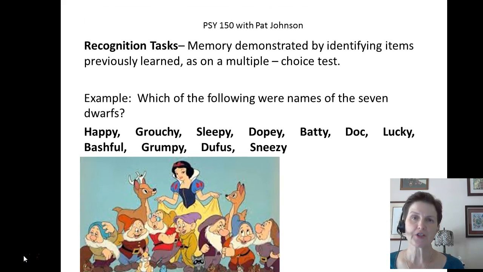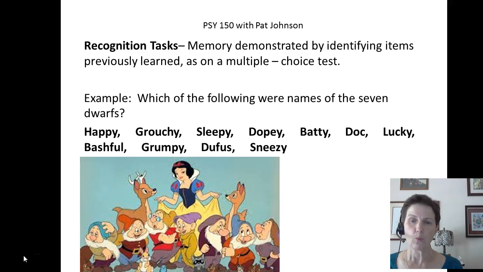Okay, how many dwarfs did you get? Now let's see if you do better with a recognition task instead of a recall task. In a recognition task, you don't have to recall the information, you merely have to recognize whether information is correct or not. So memory is demonstrated by identifying terms previously learned. And this is an example of a multiple choice test where all you have to do is identify the correct answer. So this would be an example of a recognition task.